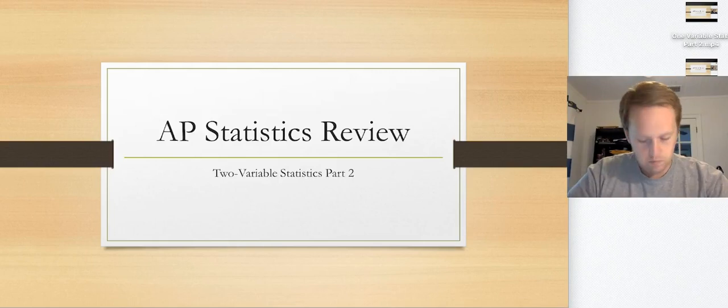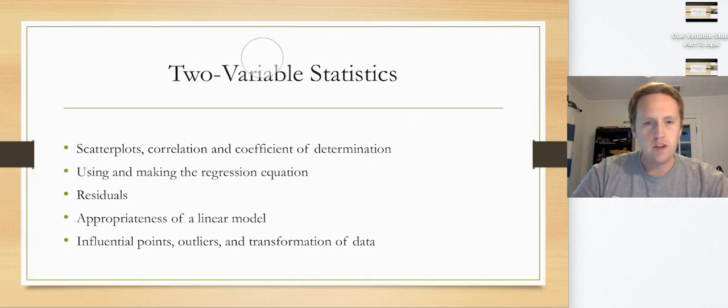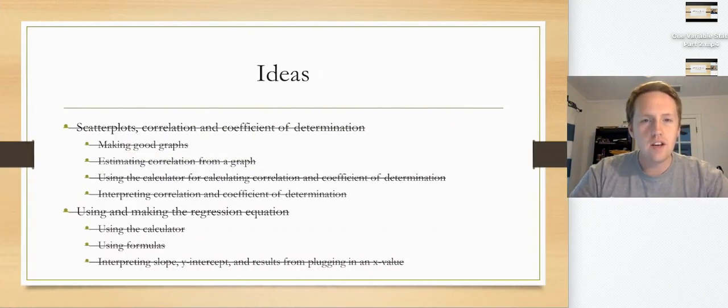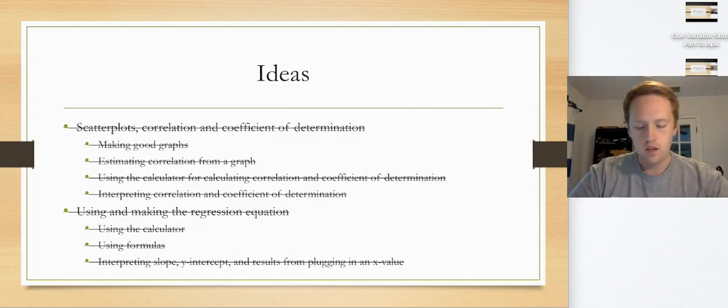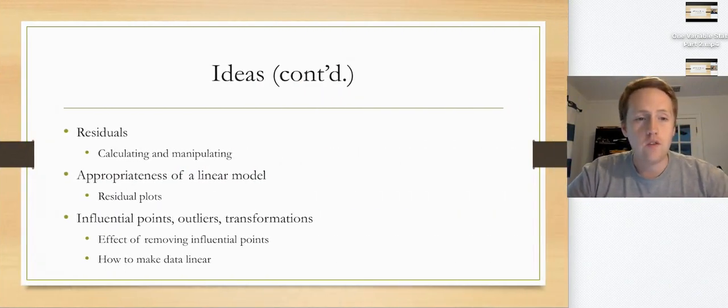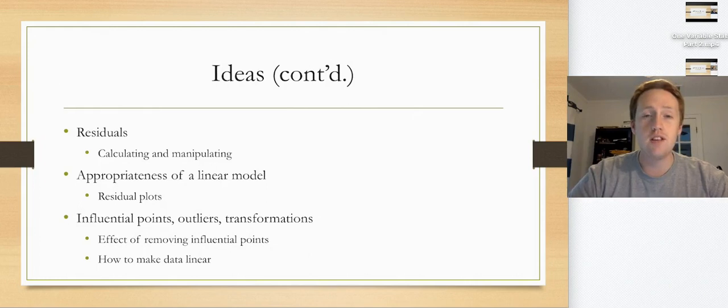All right, time to hop to part two of two variable statistics. This is the same slide we had in the previous video. Look at all this stuff we got done in part one. Hey, go us. That was you and me high-fiving. This is what we're going to work on in this video. We're going to talk about residuals, the appropriateness of a linear model, and influential points, outliers, and transformations of data.